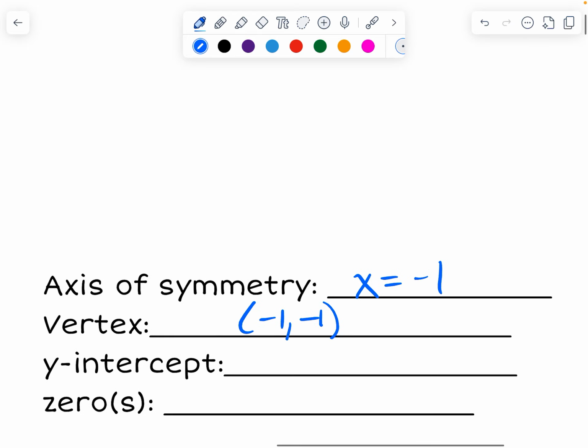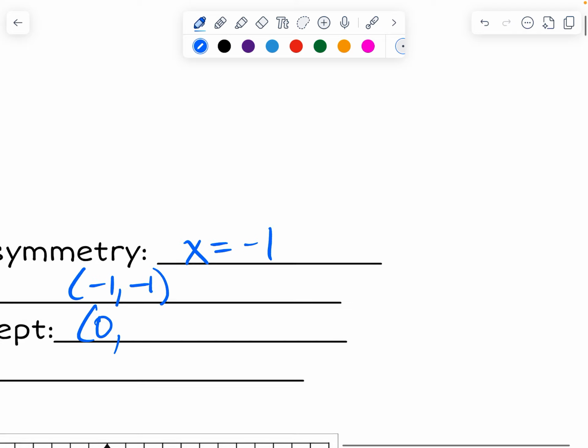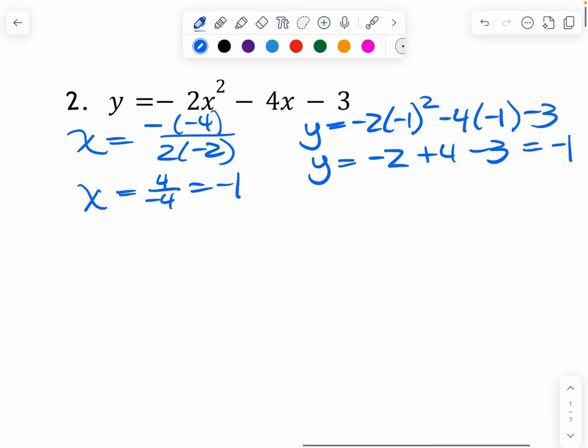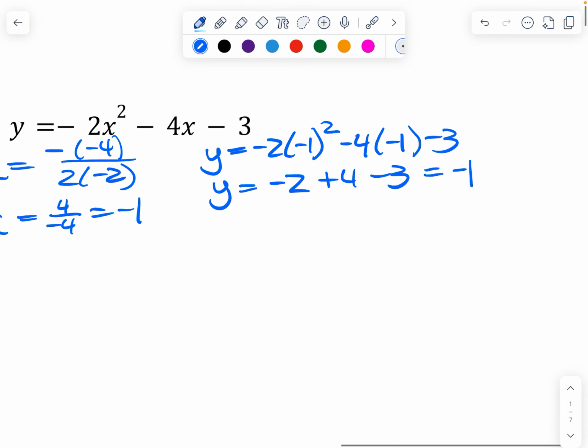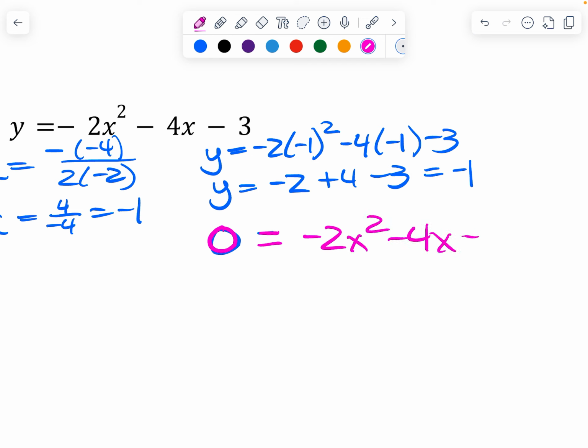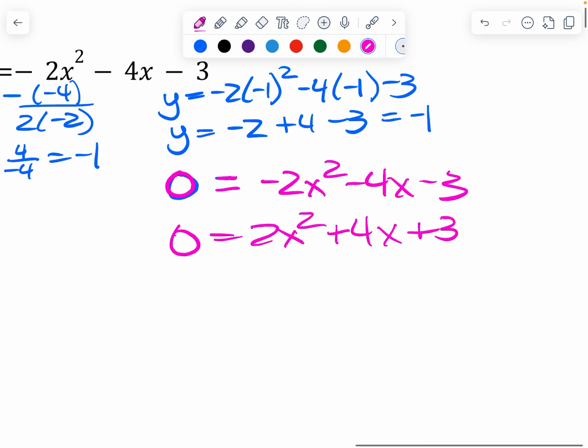And then my y-intercept, 0, comma, plug in 0, I get negative 3. And my zeros. So if I put in 0, let's do a different color. 0 equals negative 2x squared minus 4x minus 3. I'm going to divide everything by negative 1 and get 0 equals 2x squared plus 4x plus 3.